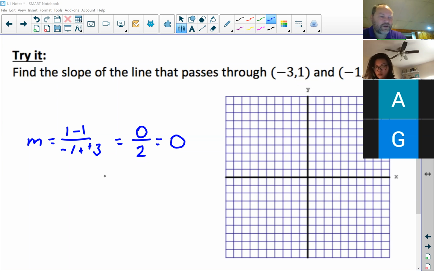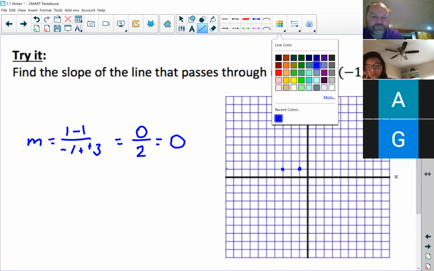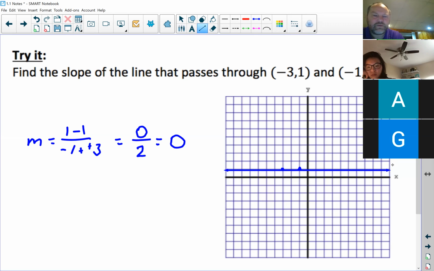Okay. So if we graph (-3, 1) and (-1, 1), there's our line. So there, it doesn't go up or down. It has a 0 slope.